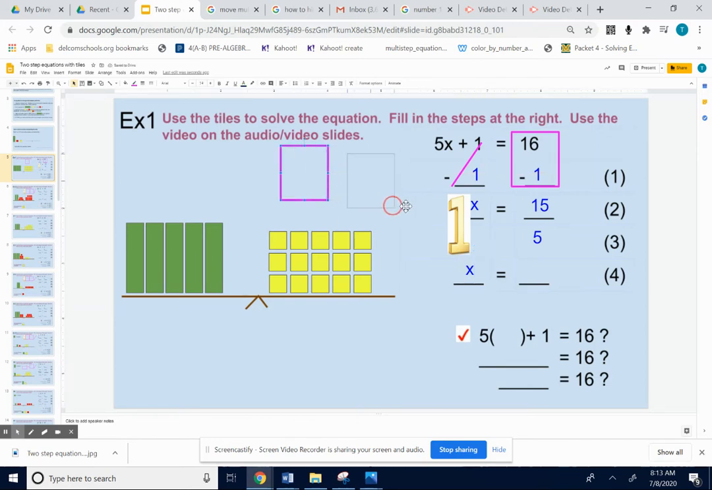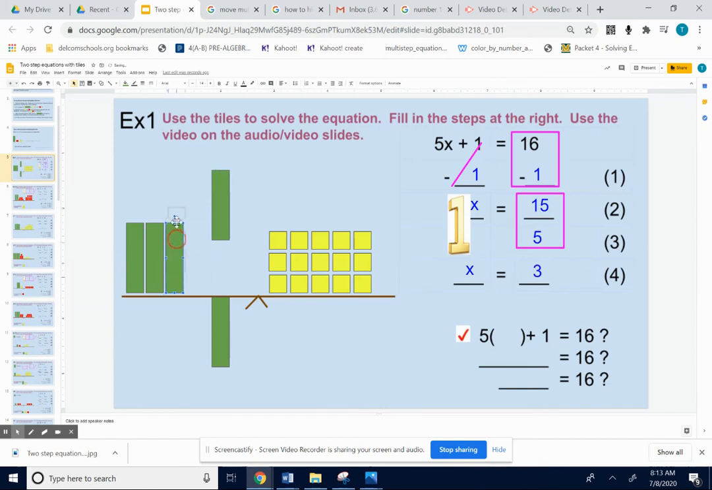And on the right, just looking at the equation, we have 15 divided by 5, and 15 divided by 5 is 3. And that you could see this with the tiles as well.